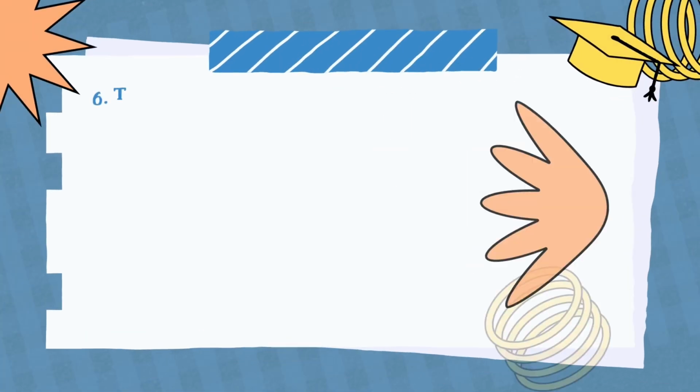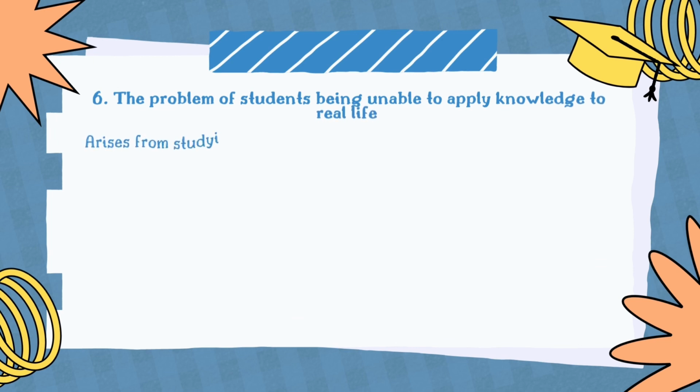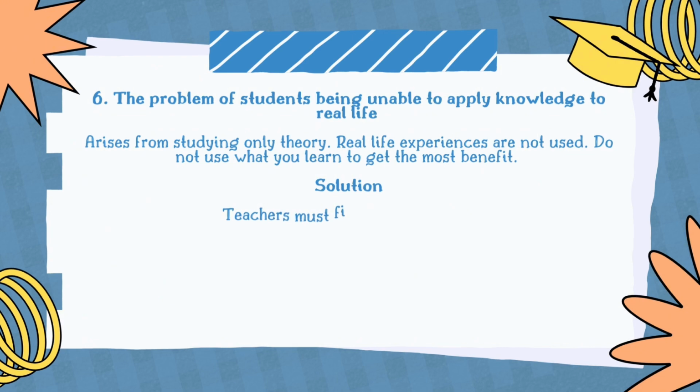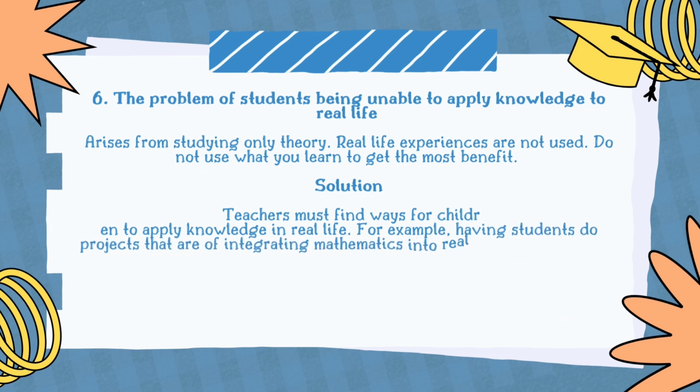6. The problem of students being unable to apply knowledge to real life arises from studying only theory. Real life experiences are not used. Do not use what you learn to get the most benefit. Solution. Teachers must find ways for children to apply knowledge in real life. For example, having students do projects that are of integrating mathematics into real life in teaching and learning.